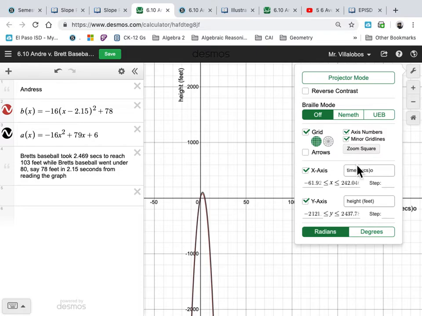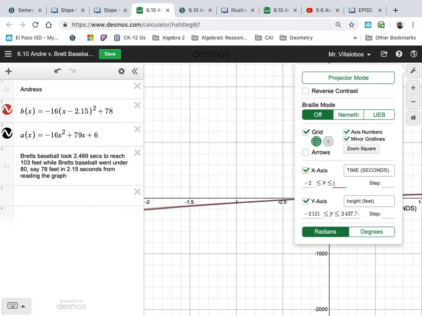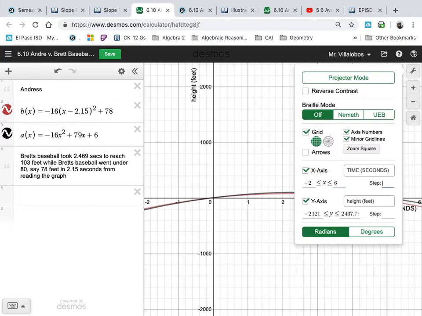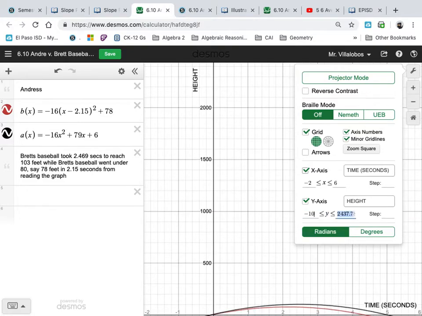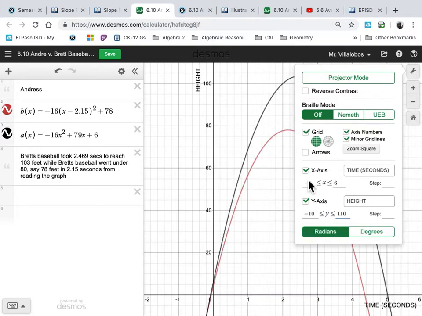Go here. And we're going to label this time in seconds. It goes from -2 to 6 seconds if you looked at the graph. And this is a height from -10 to 110.